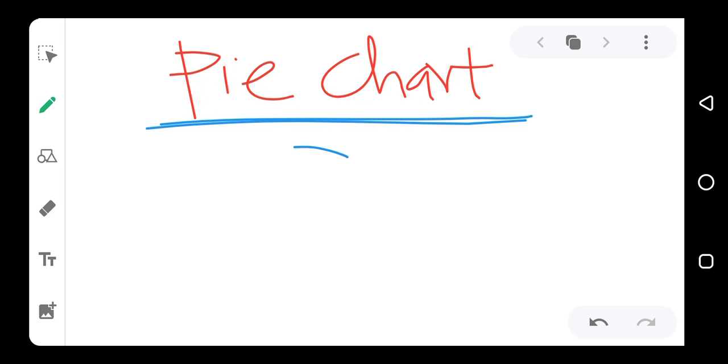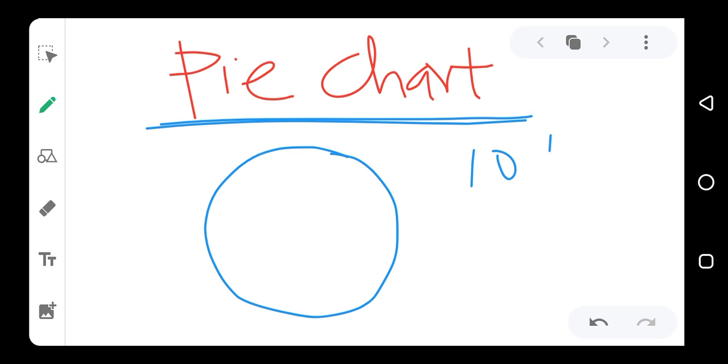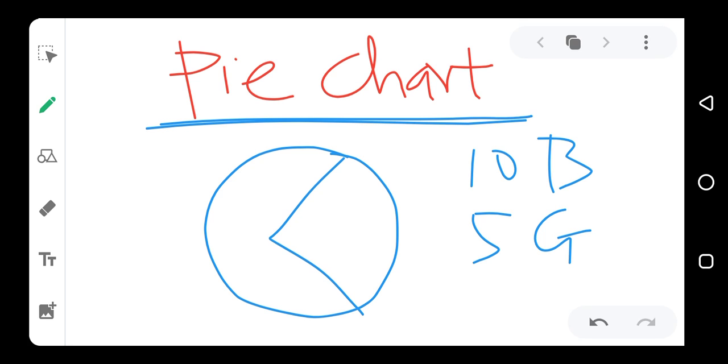For instance, we can have a circle like this, and maybe we are told that in a class there are 10 boys and 5 girls. So if you want to use a pie chart to represent this data, looking at this, the boys are more in the class. So in this circle, we are going to give them a higher sector. A sector is something like this. It is a kind of piece of a circle.